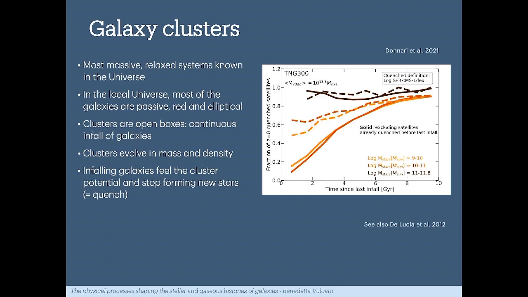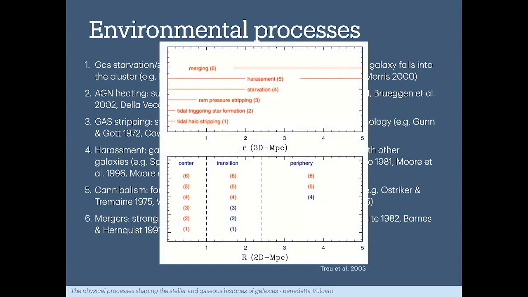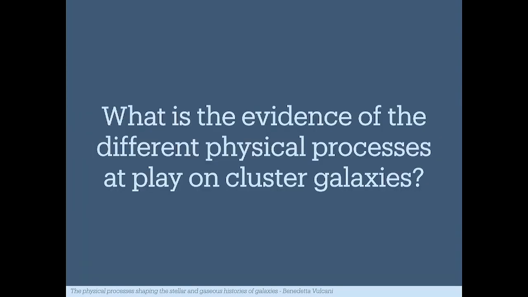But why does this happen? This is because there are many different physical mechanisms that happen in clusters. Luckily, we've talked about those quite a lot, so I don't have to go through all of them. Also, Stephanie already showed this plot showing that the different mechanisms can happen in different environments. So now the question is, what is the evidence of the different physical processes that are at play in clusters? The first quantity that is typically affected by the cluster population is the gas component.